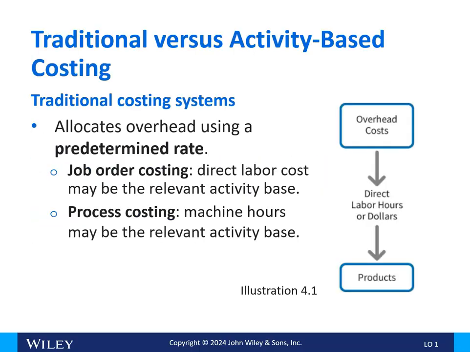So let's talk about the differences. Traditional costing allocates overhead using a predetermined rate. We talked about two different methods: a job order costing, where direct labor may be the relevant activity base that we use there, and a process costing system, where we talked about using machine hours. So whatever the predetermined rate is based on the activity base, you multiply that rate times that activity base and assign it to the products.